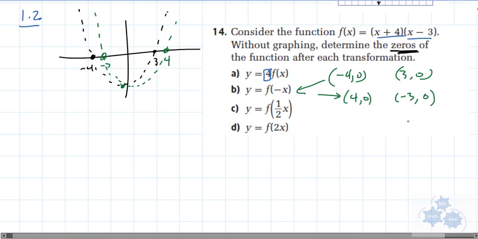Okay, C. Get to C. That's what you actually asked about. So C. Every x value is going to be multiplied by 2, 1 over b, and b here is 1/2. So we take each x value of the original, here's the originals, right? And we multiply them by 2. So this represents a horizontal stretch, okay?